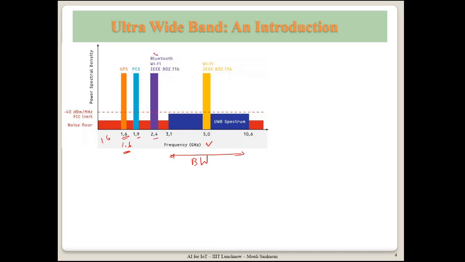We saw Wi-Fi is in this ISM band, industrial, scientific, and medical band, which is an unlicensed band, freely usable by any systems in the industry or scientific community or in the medical community.